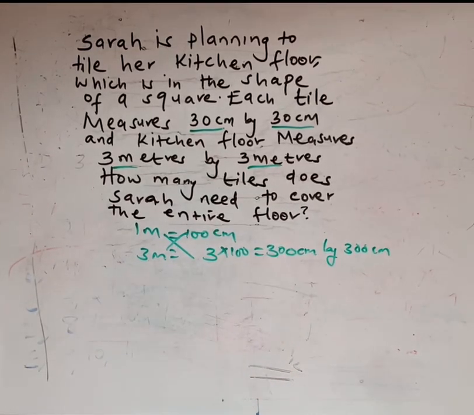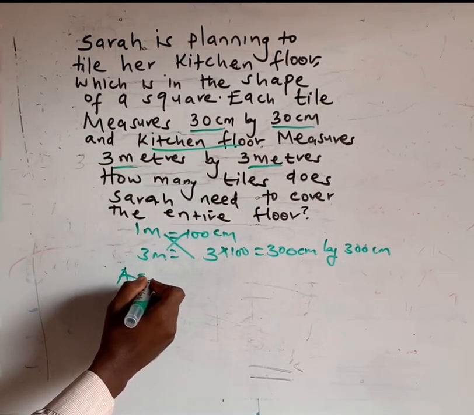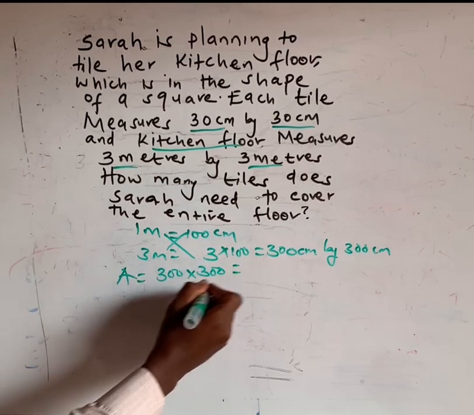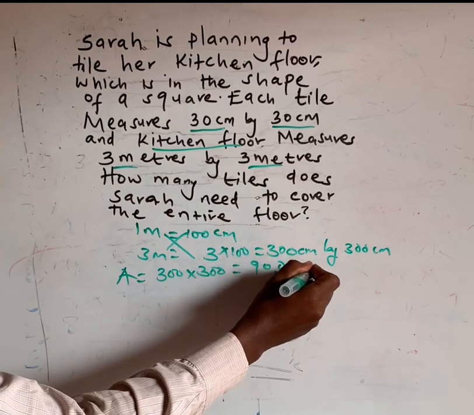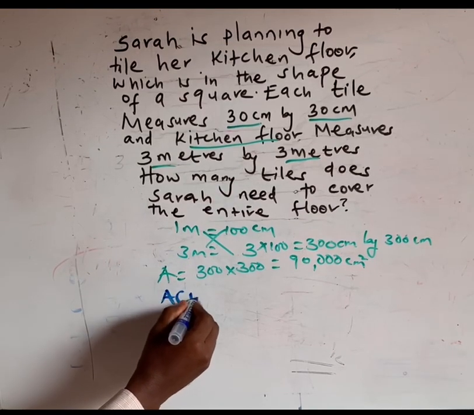The next step is to calculate the area of the kitchen floor. Area of kitchen floor will be 300 times 300. This gives us 90,000 centimeters squared.